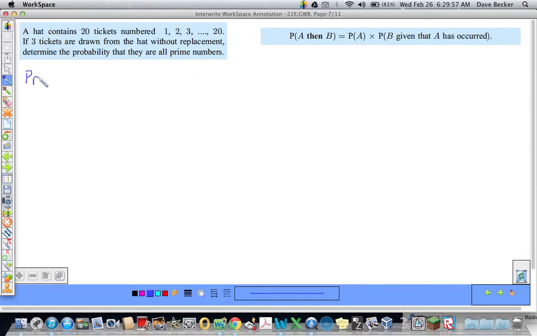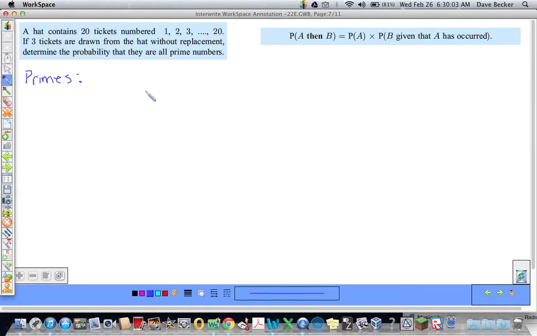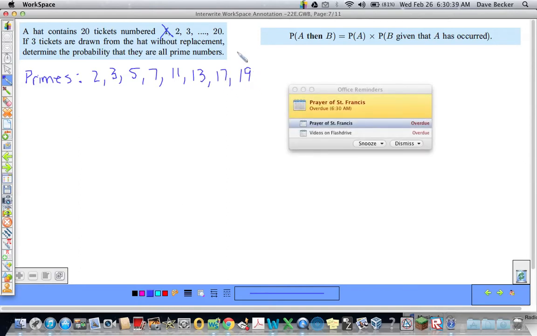Let's first list the primes. Primes are numbers that have exactly two unique factors. Unique, in other words, they can't be the same. So 1 is out. It is not prime. That's the most common mistake, because 1 does not have 2 unique whole number factors. The factors of 1 are 1 and 1, the same. So it's out of the prime club. So my primes are 2, 3, 5, 7, 11, 13, 17, and 19. Those are the primes.